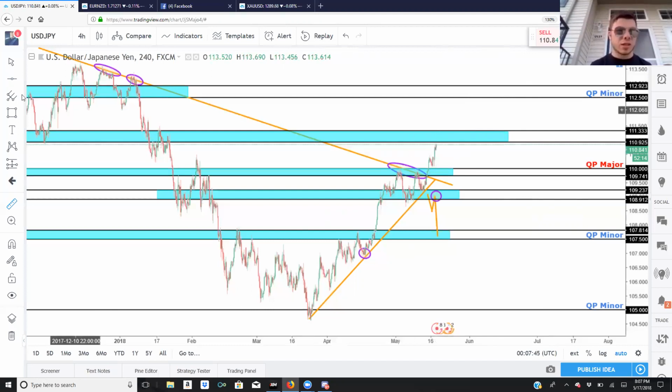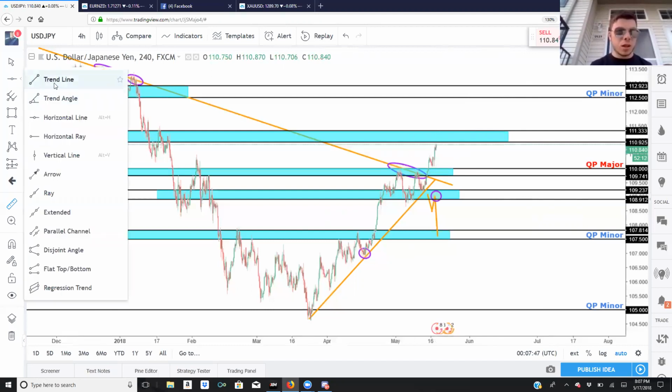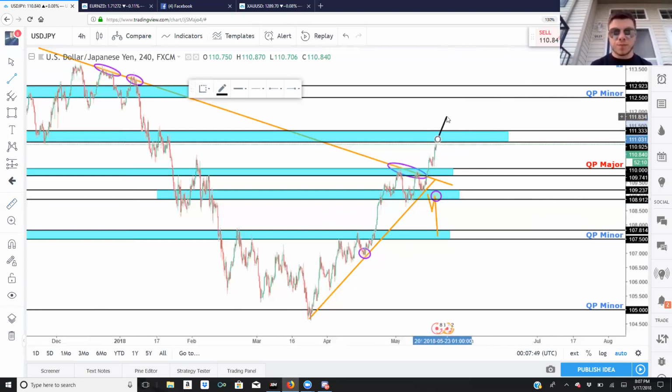Or if it retested in this area right here, we could have got back in for a second entry after we already secured the bag on the first.